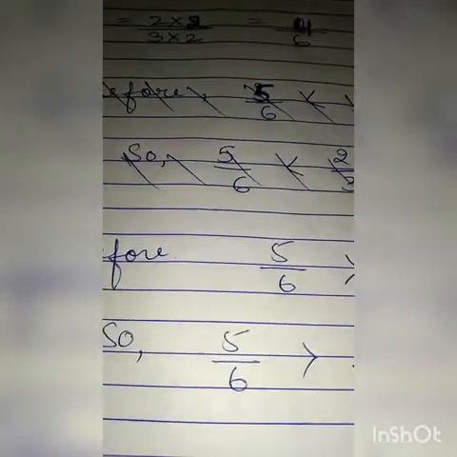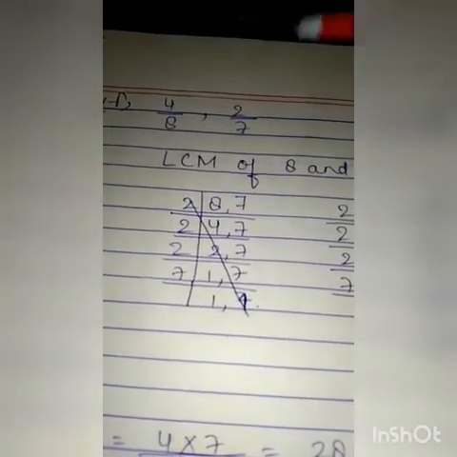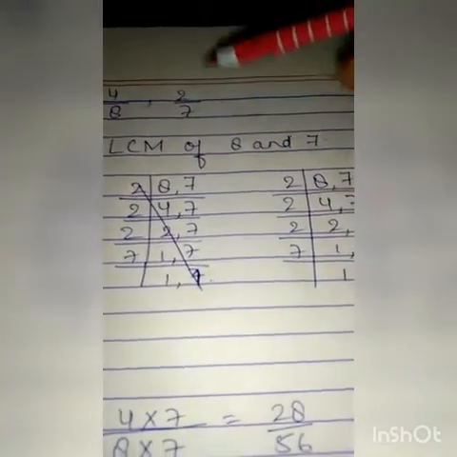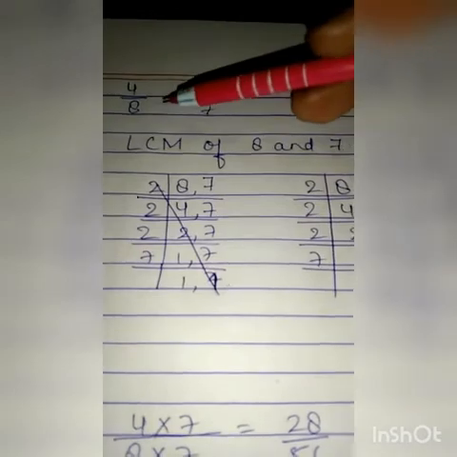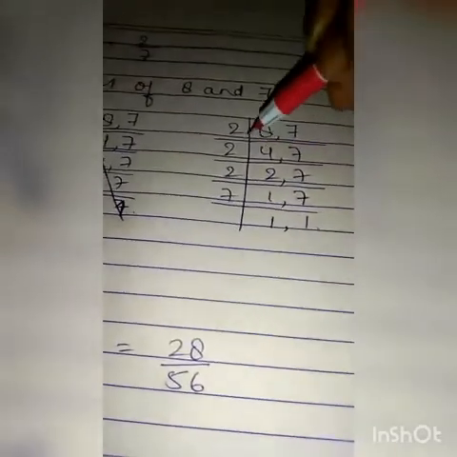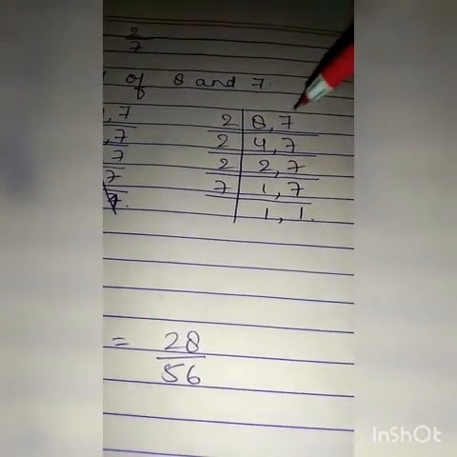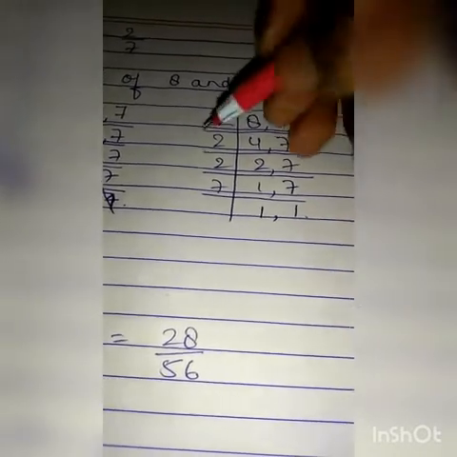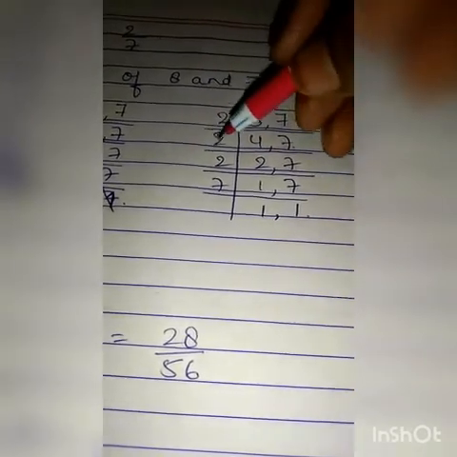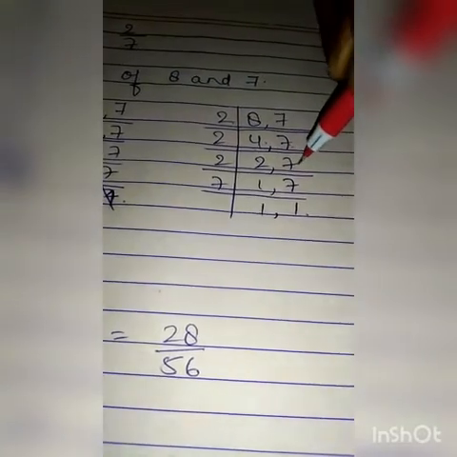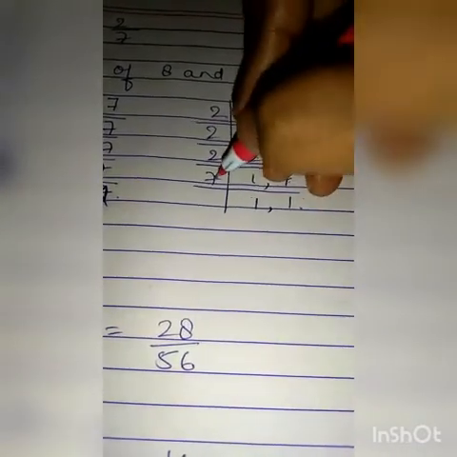Now question number F. Question number F is 4 upon 8 and 2 upon 7. So we will take the LCM of 8 and 7. Here you can see 8 and 7 is written. They are the denominators of the given fractions in this question. 8 comes in 2's table, 2 4s are 8 and 7 is not divisible by 2. 2 4s are 8 and 7 will be 7. Again, 2 2s are 4 and 7 will be 7. Again, 2 1s are 2 and 7 will be 7. Now 7 only comes in the table of itself, so 7 1s are 7.